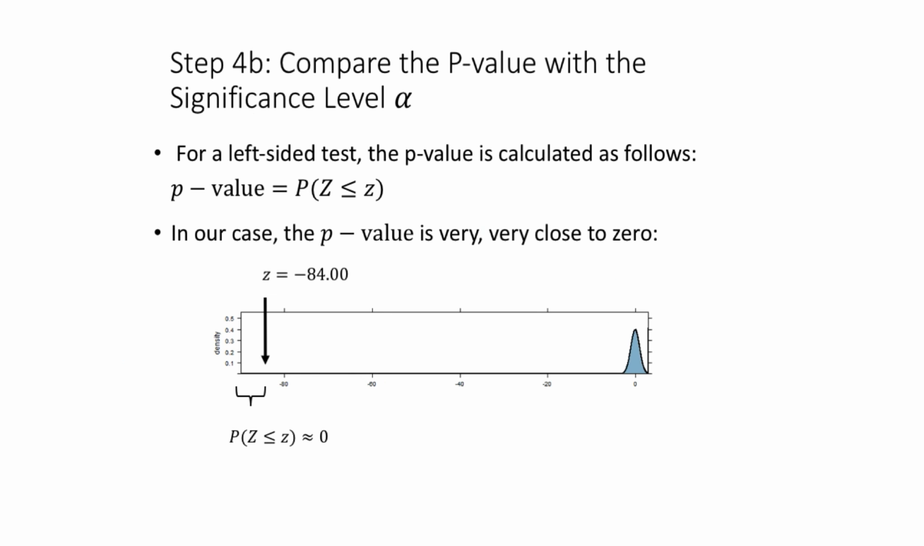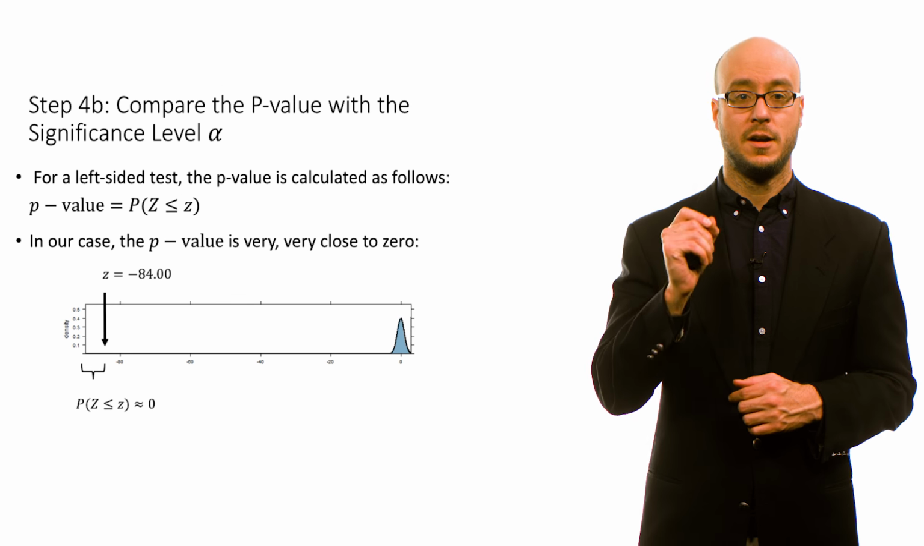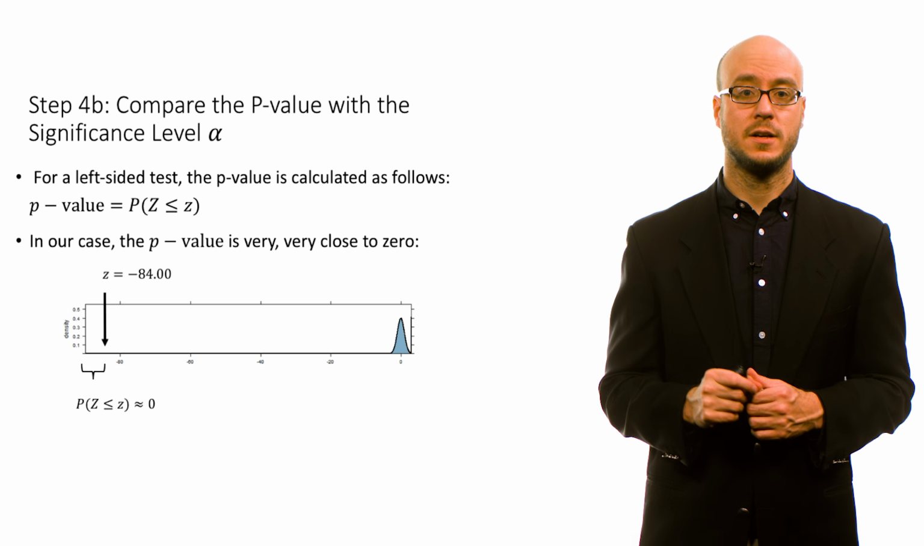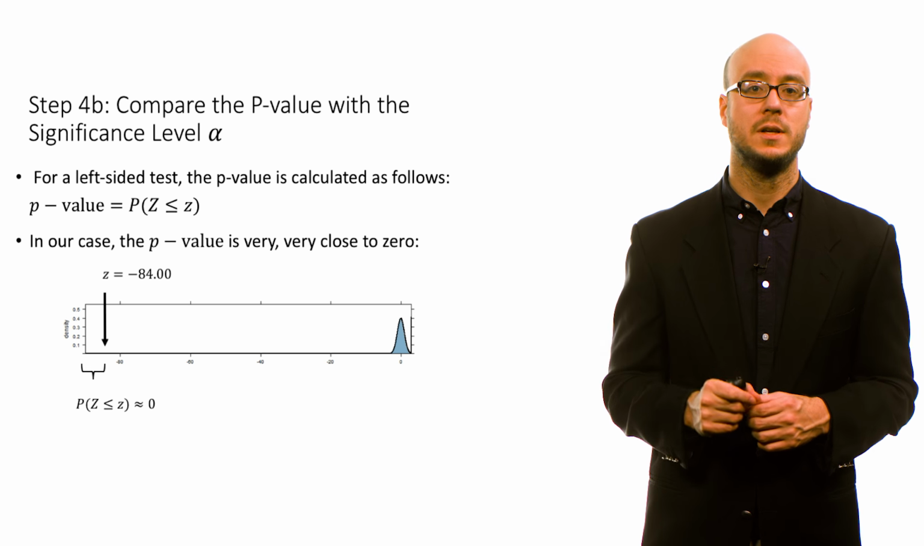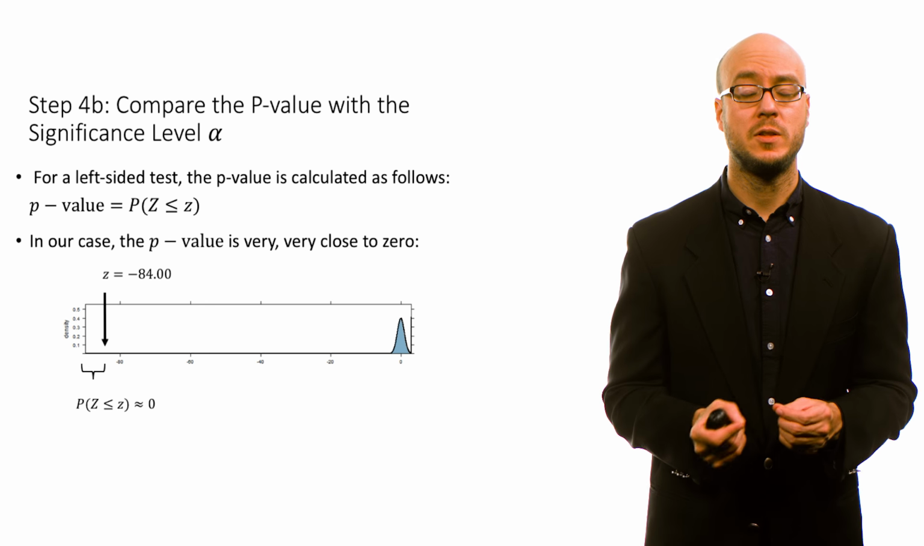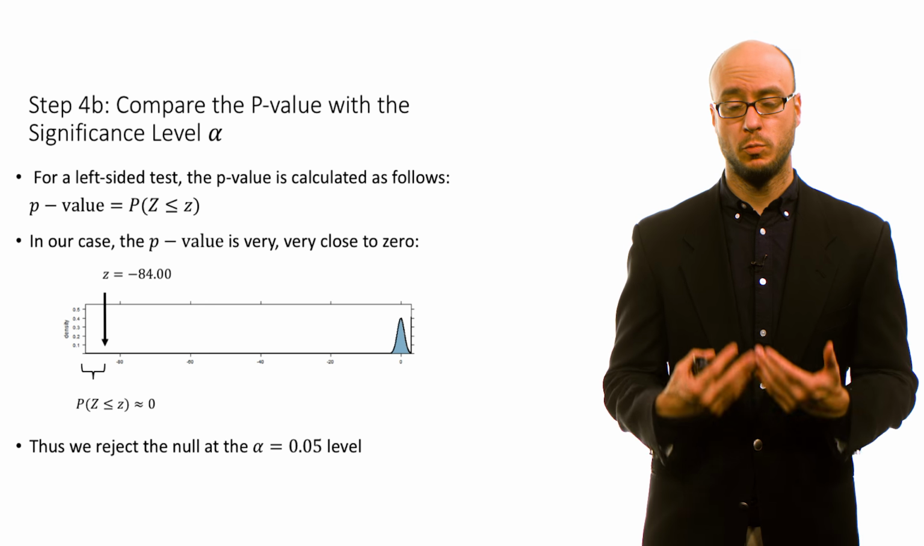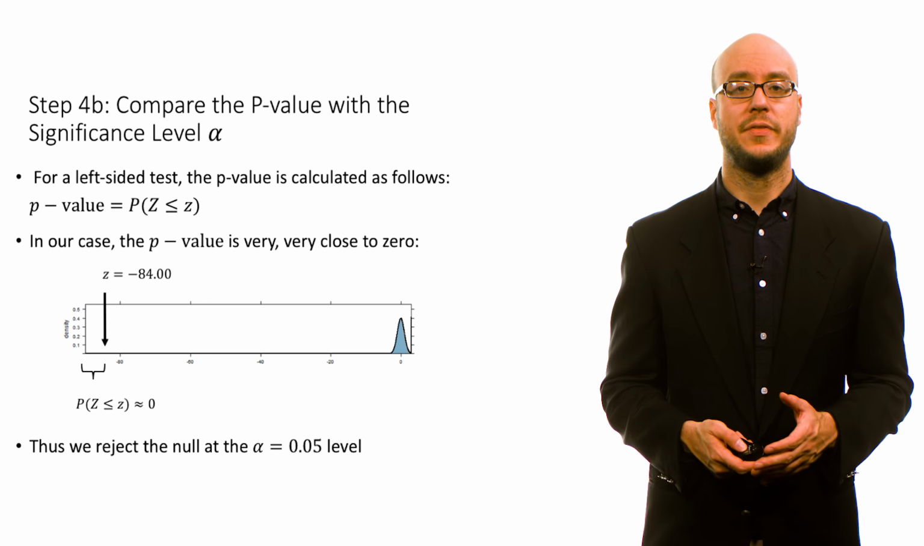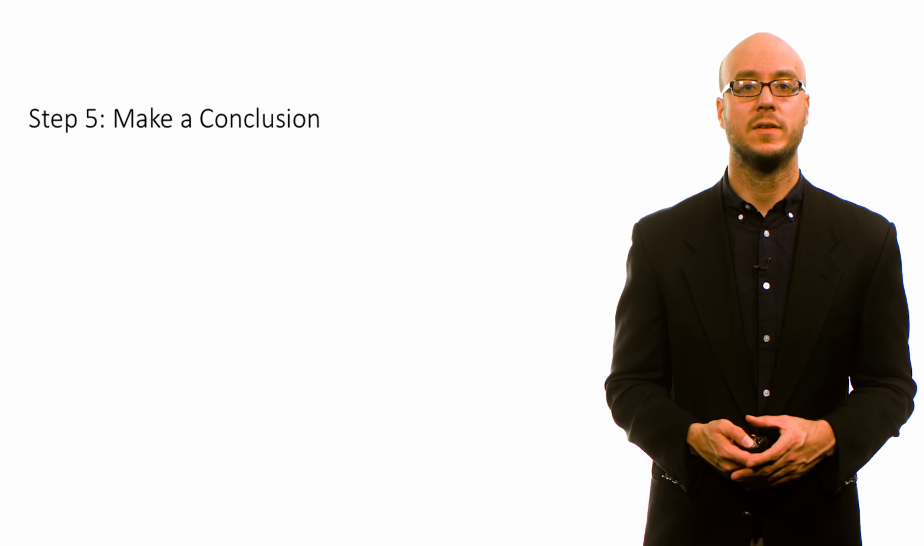So here we have a visualization. Assuming the null is true, you can see that's where the sampling distribution should be located, that little distribution on the far right. Well, in fact, our z-test statistic is way, way below. And the probability of obtaining a z-test statistic even more extreme than the one we obtained is almost 0. So we reject the null at the alpha 0.05 level.